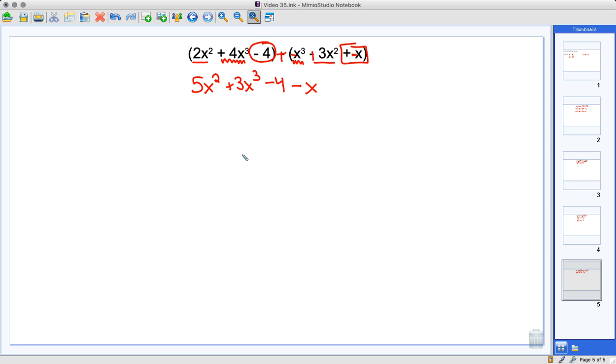So then we have to write it in decreasing order. So you got 3x cubed plus 5x squared minus x minus 4. So that's adding and subtracting polynomials.